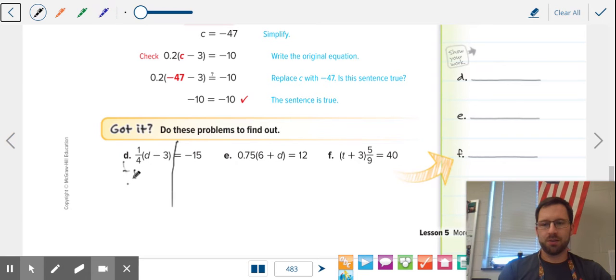Fractions, decimals, no different, okay? Divide by a quarter. Notice I'm going to the same step. Get rid of what's outside the parentheses before you get rid of what's in the parentheses, because the parentheses have to come last. They have to come last. Normally they come first, but when you're solving, they have to come last.